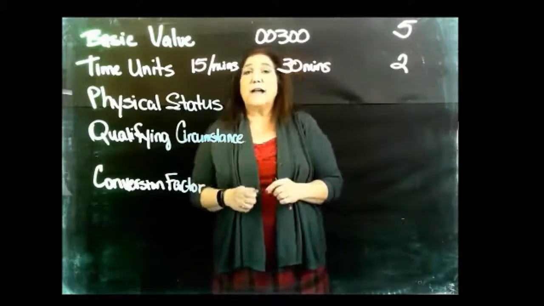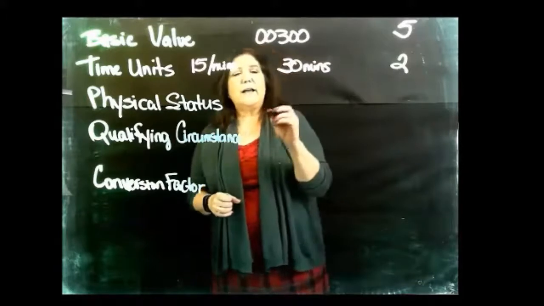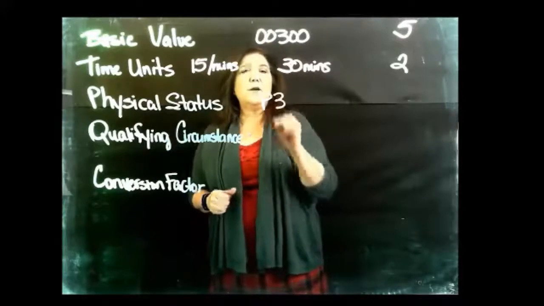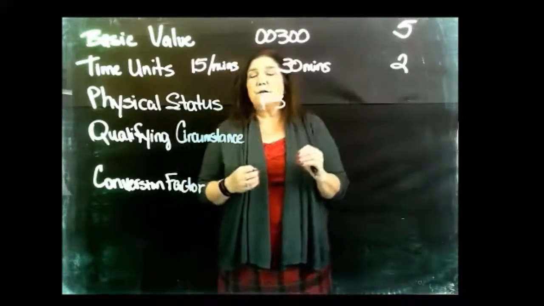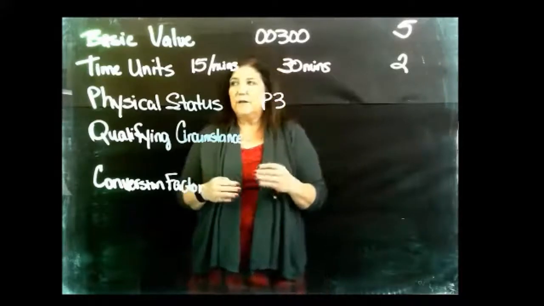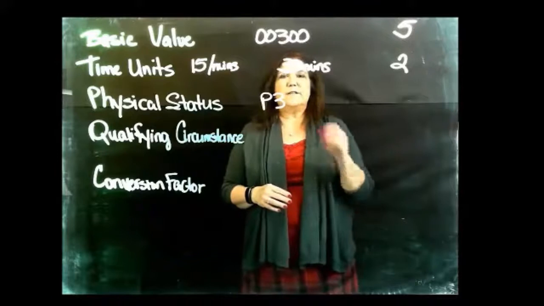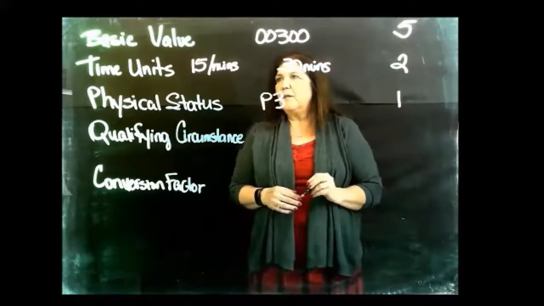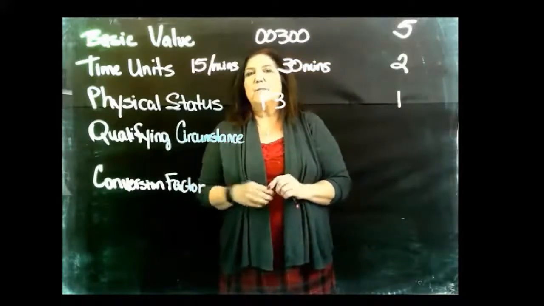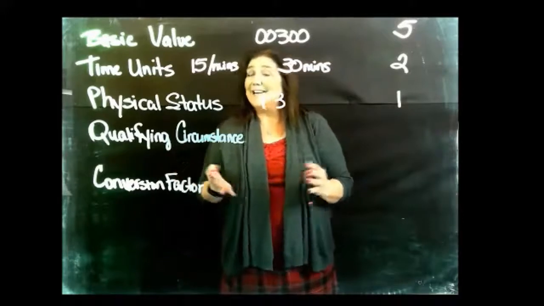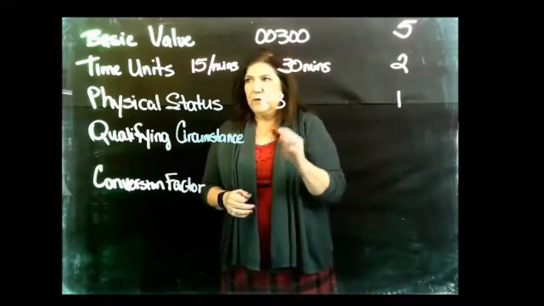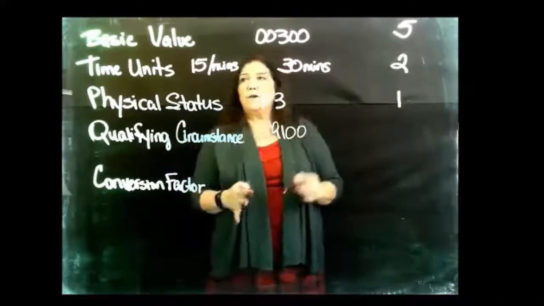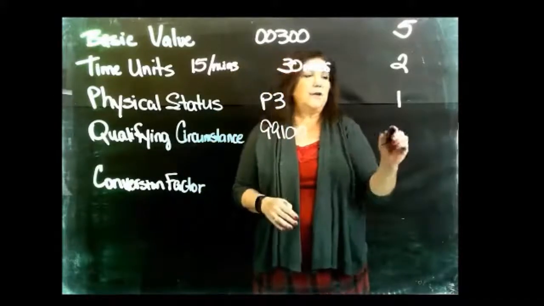Also, the patient recently had an MI. Because he had an MI, the physician said that he had a physical status of a P3, which means that the patient has severe systemic disease. Because of that, we can add another base unit value. Then we also look at the qualifying circumstance. Because our patient is over 70 years old, he's 86, we can use 99100, which means we have a patient of extreme age. That also gives us another unit.